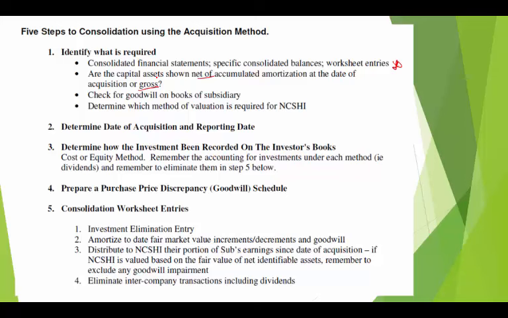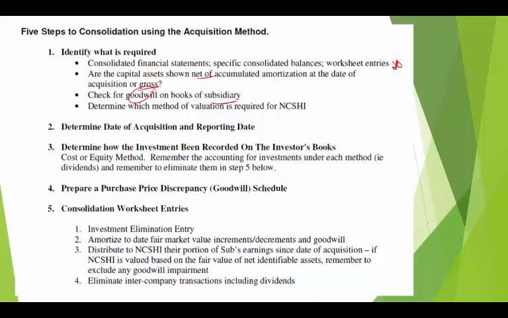Remember that if they are reported gross, we will need to eliminate the accumulated amortization or depreciation on the books of the sub at the date of acquisition. This will also impact how we account for any adjustments to amortization in our elimination entries later on. Is there goodwill on the books of the sub? If there is, we learned that goodwill on the books of the sub is not a separately identifiable asset in our fair value assessments at the date of acquisition, and therefore is assigned a fair value of 0 and eliminated on consolidation. We need to identify if this is relevant for this question or not.